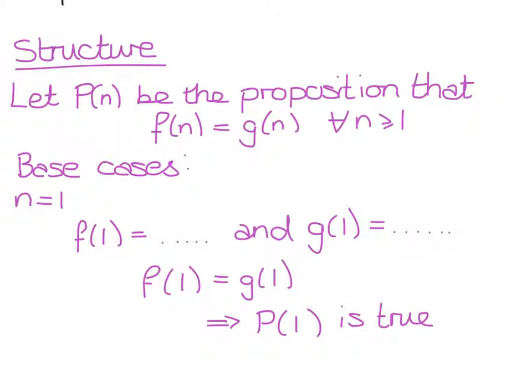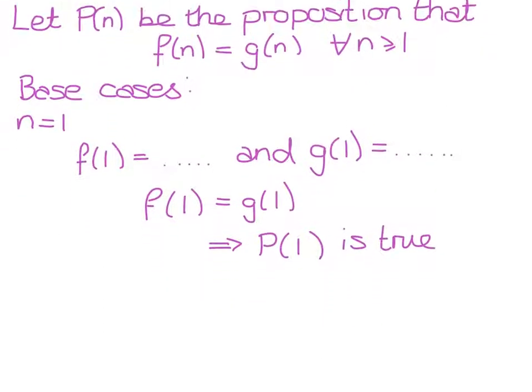If our proposition Pn contains n minus 1 and n minus 2, for example, we may also need the case n equals 2 as a base case, but in most cases you'll only need one base case, in which you'd use n equals 1 if you're looking at all integers greater than or equal to 1.